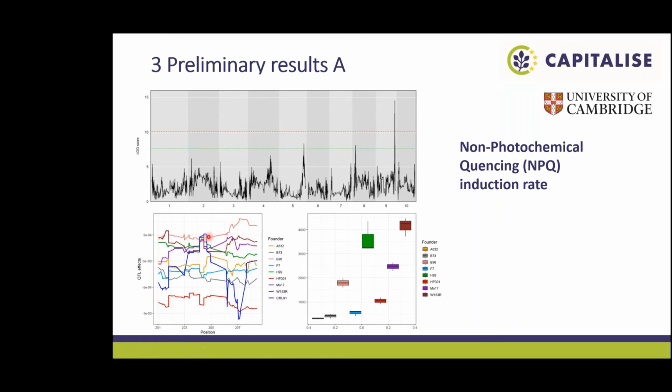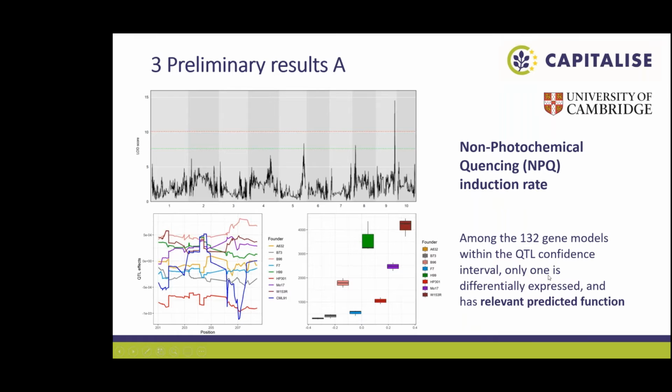So we test the differential expression between the founder haplotypes having positive effect and the ones having negative effect, and we only find a single gene that is differentially expressed. And actually, this gene, and this is only an example, has a very relevant predicted function for non-photochemical quenching. So this is an example as a benchmark of our protocol, to see if we can interpret straightforwardly the data coming from the phenotyping platforms.